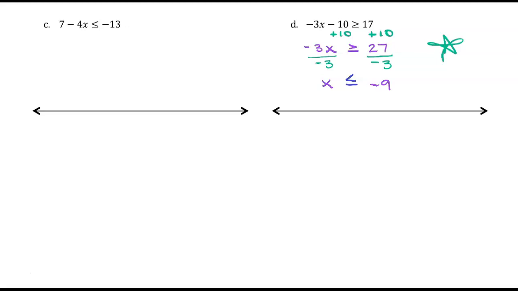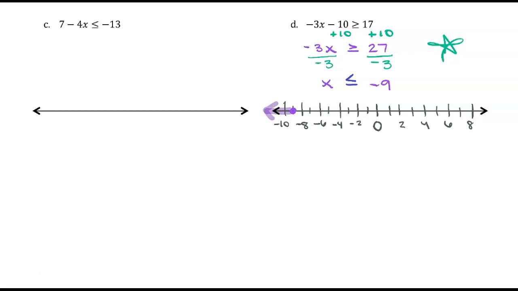Let's put this on our number line. With larger numbers, sometimes it's useful to count by 2's. Now, we start at negative 9 with our endpoint. Negative 9 is included in this solution set because we have a less than or equal to symbol. So I'll use a closed circle at negative 9. I also want all the values to the left of negative 9 because I want values smaller than negative 9.